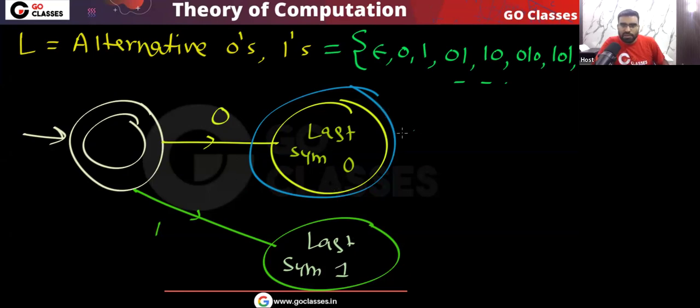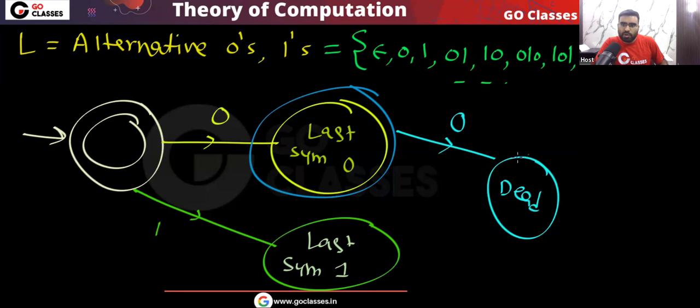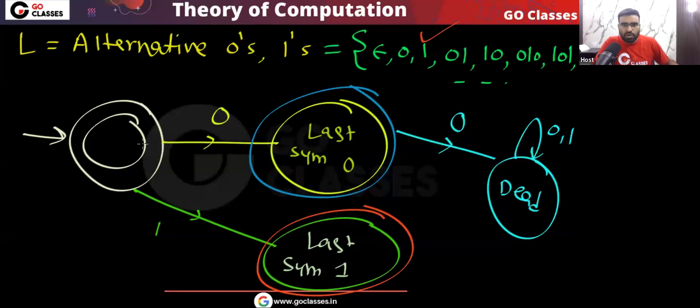In this state, if 0 comes, where should I go? After 0, if another 0 comes, I should go to the dead state because now there is no chance of acceptance. Similarly, remember this will be a final state because I want to accept the string 1. Now in this state, after 1, if another 1 comes, I will go to the dead state because there is no chance of acceptance.